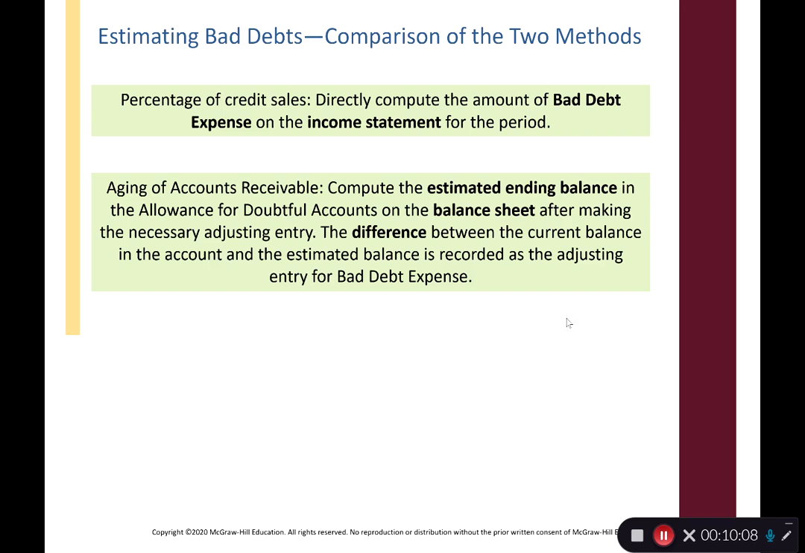For the aging, we're estimating the ending balance in the allowance, which is a balance sheet account. So we're using a balance sheet item, account receivable. We take a percentage uncollectible times account receivable, and we get a balance sheet answer, the ending allowance. Then we have to go to step 2 if we want to calculate the amount of bad debt expense that shows up on our income statement.